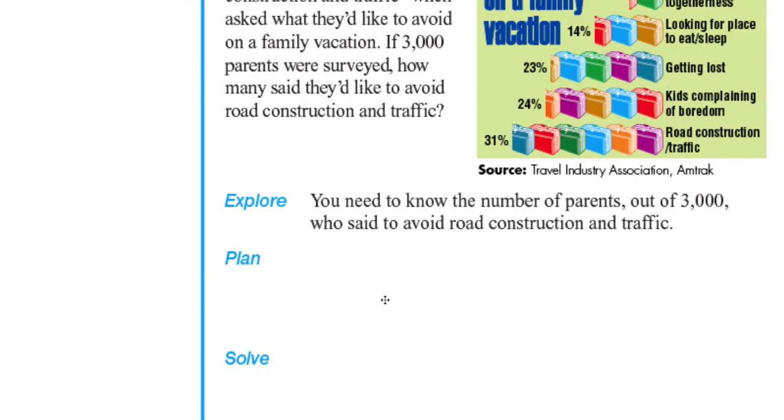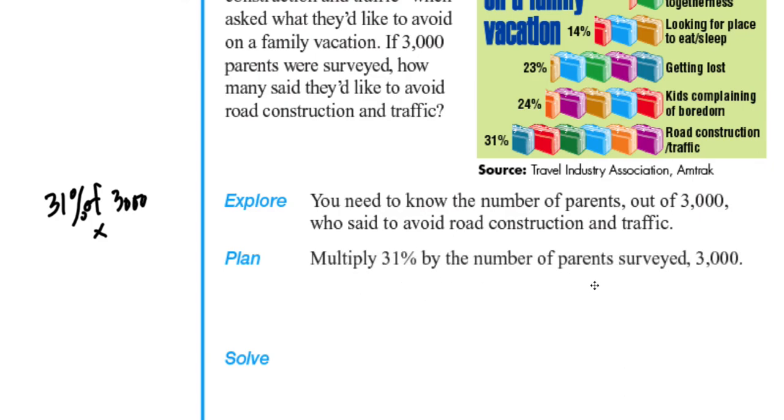So we want to find 31% of 3,000. What did we talk about? Of is always multiplication. So we want to multiply 31% by the parents surveyed, which is 3,000. First we estimate 30%. 31% is close to 30%, or 3 over 10. So if we estimate 3/10 of 3,000, our answer should be close to 900.